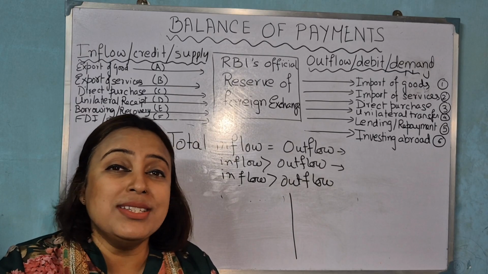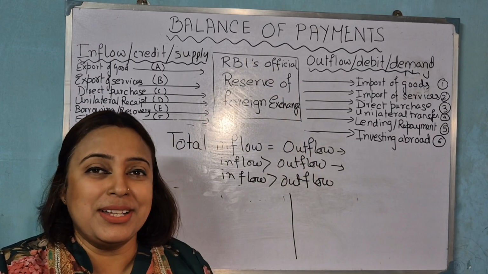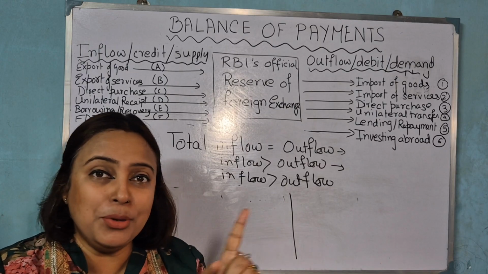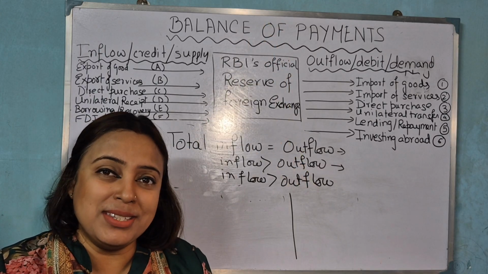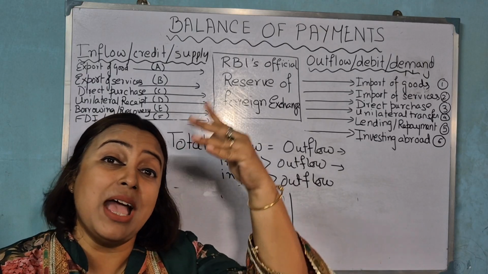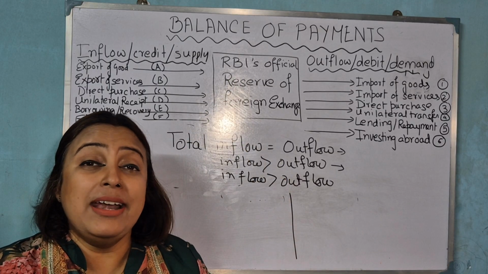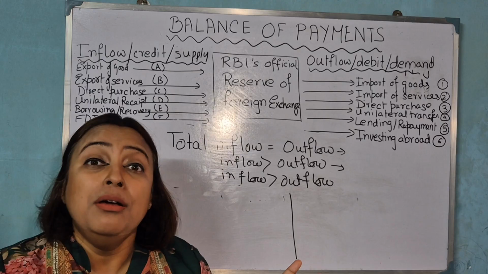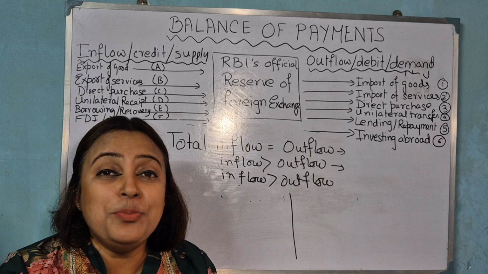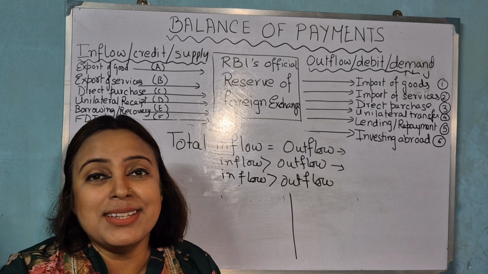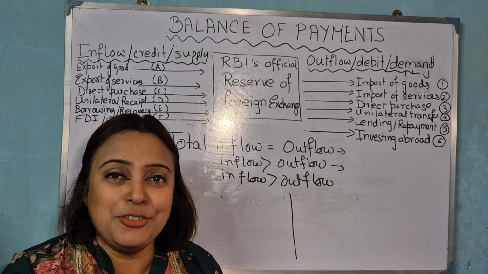So autonomous transactions are called above the line transactions. मतलब वो जो दाग हम लोग लगाते हैं ना फॉर एडिशन, इसके ऊपर रहते हैं ऑटोनॉमस सारे. So autonomous are called above the line transactions. And after making the addition, we need the accommodating transactions to balance the credit and debit side of BOP. So the accommodating transactions are called below the line transactions.